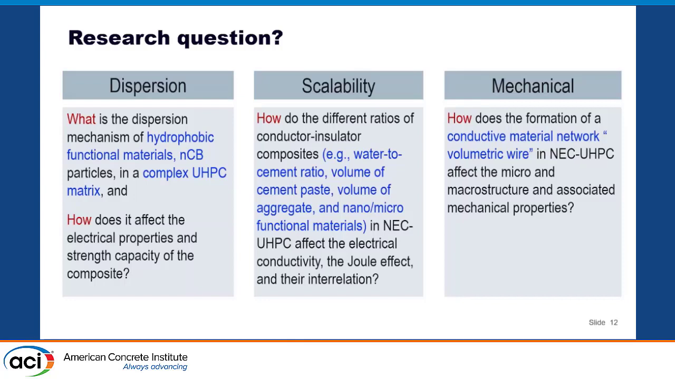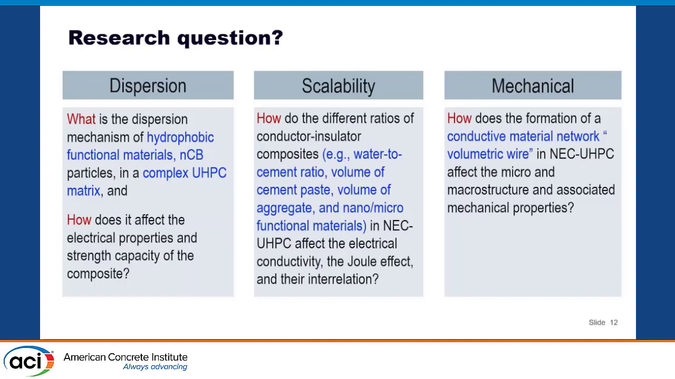the durability, the electrical properties, and the strength capacity of the composite? The second point: UHPC also consists of heterogeneous material and is fabricated at a low water-to-cement ratio of less than 0.25. So the question is how the different ratios of the conductor-insulator composite, water-cement ratio, volume of cement, volume of aggregate, and the nano and micro functional materials, the carbon black and waste copper, can impact the electrical Joule effect and self-sensing, and what is their interrelation.